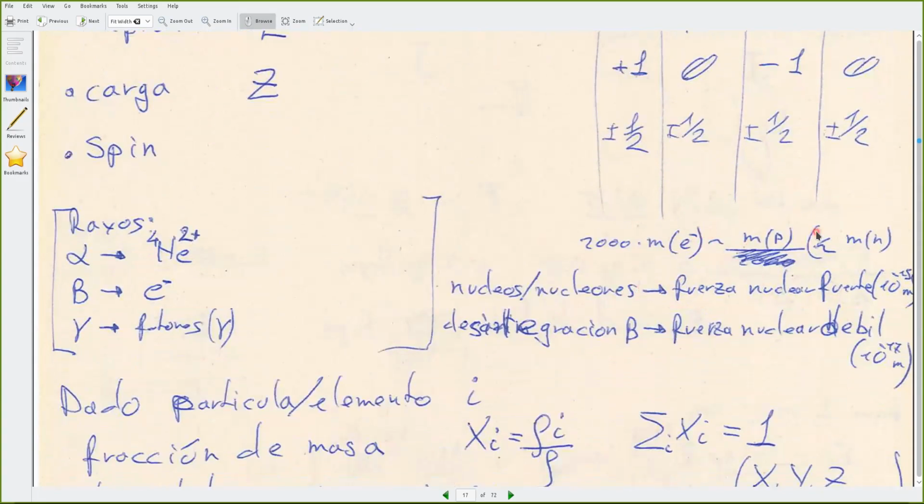Just remember the mass of the neutron is a little more than the mass of the proton, and they are more or less 2,000 times the mass of the electron. The electron is really small. The mass of the neutrinos is ridiculously small, like 1/1,000,000th of the electron.